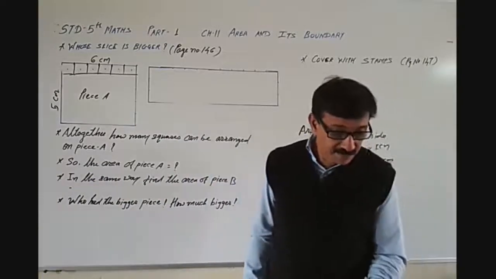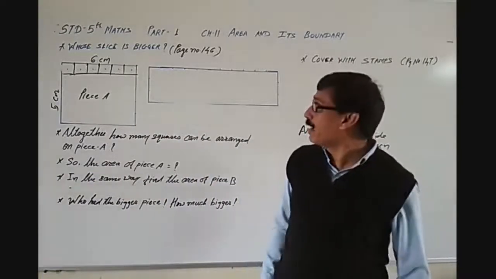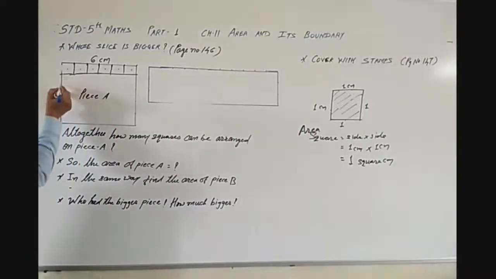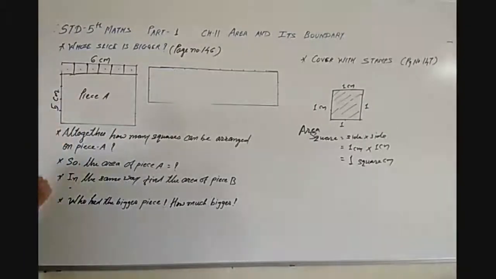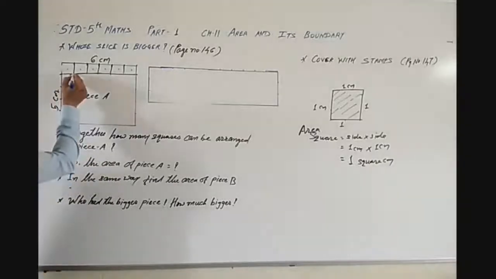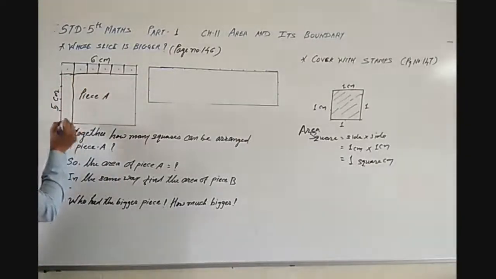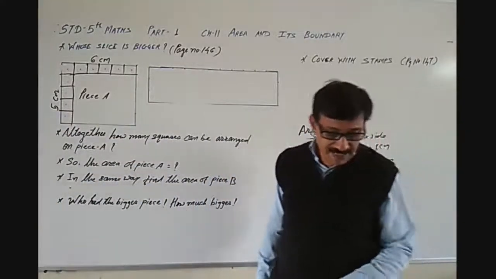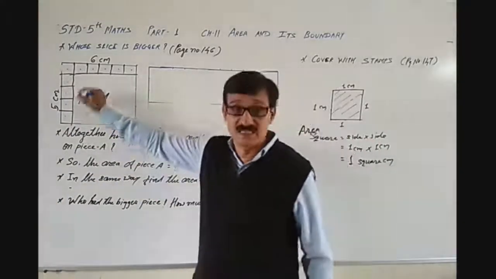And the width of piece A is 5. See, you can see the width, 1, 2, 3, 4, 5 centimeter. So we can put 1, 2, 3, 4, 5 squares along its side. So 5 squares can be arranged along its width.